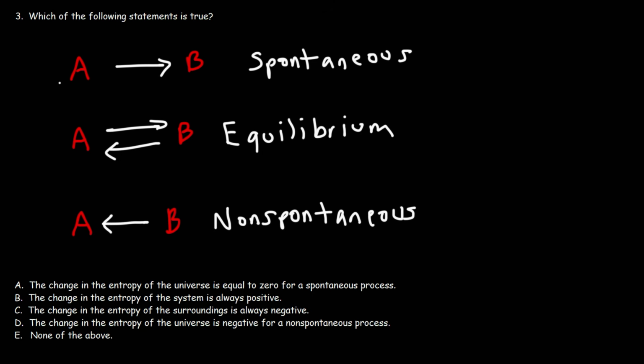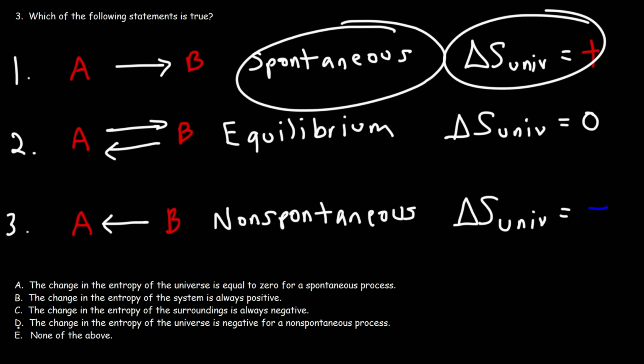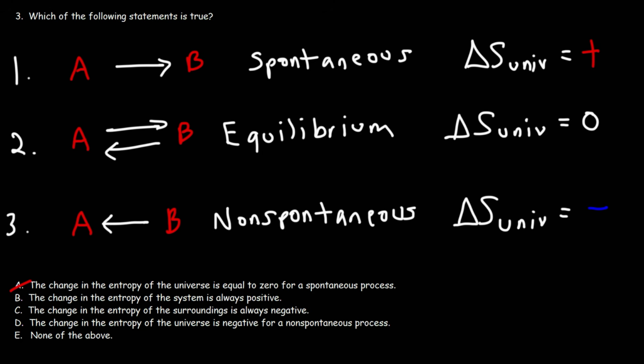Now, for the first situation, you need to know that the change in the entropy of the universe is positive for a spontaneous process. That's the basic idea behind the second law of thermodynamics as it relates to entropy. For the second case, the change in the entropy of the universe is 0 for a process at equilibrium. For a process that is non-spontaneous, the change in the entropy of the universe is going to be negative. So knowing that, we can analyze certain statements. Like the first one, answer choice A: the change in the entropy of the universe is equal to 0 for a spontaneous process. Well, we know that for a spontaneous process, the change in the entropy of the universe is going to be greater than 0. It's positive, which means answer choice A is a false statement.